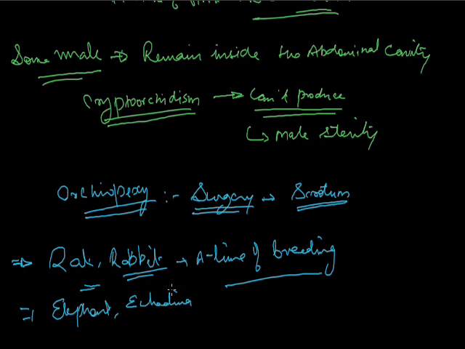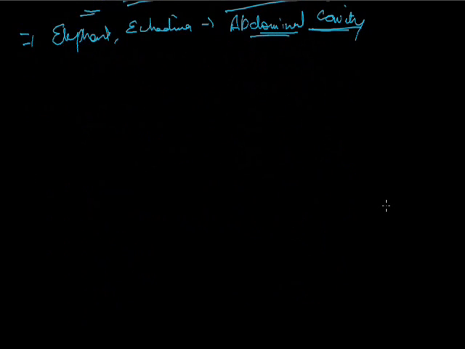are animals where the testis always remain inside the abdominal cavity. Means the testis will not come outside the abdominal cavity into the scrotal sac, but they will always remain inside the abdominal cavity, and they will produce their male gametes from here only. So this was the basic introduction about the male reproductive system in the different organisms.